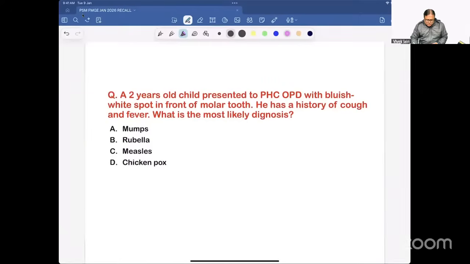A 2 years old child presented to the primary health center OPD with a bluish white spot in front of the molar tooth. He has a history of cough and fever. What is the most likely diagnosis?